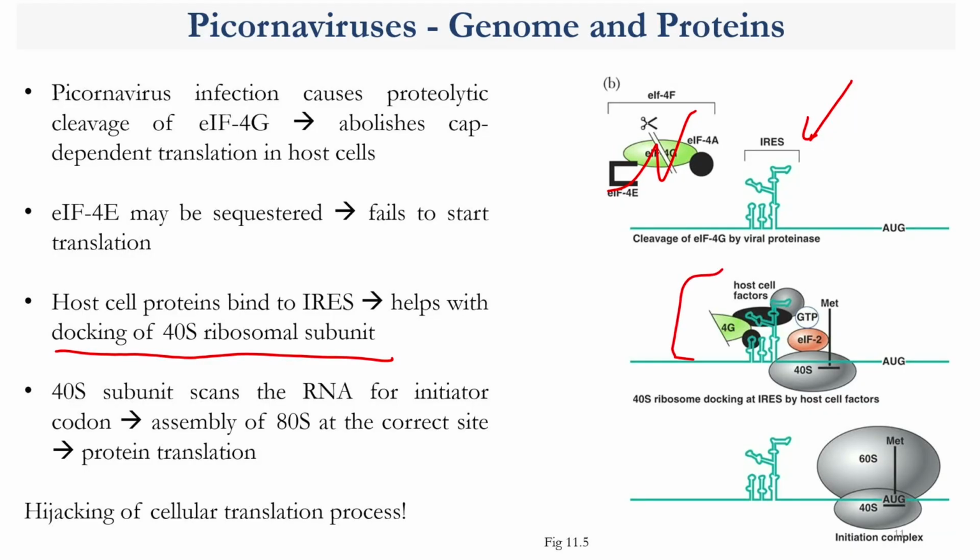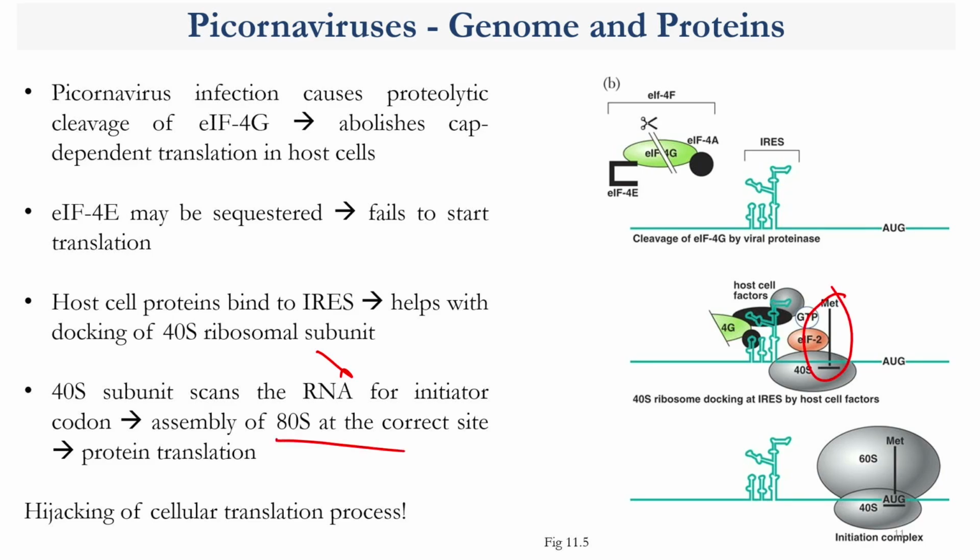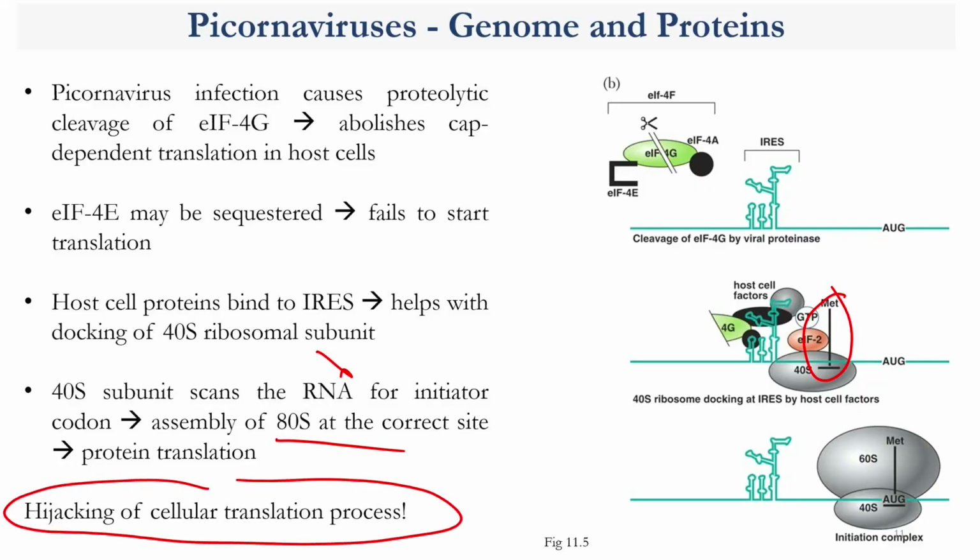But your various host cell factors will recognize this IRES sequence, and it will recruit the 40S subunit of the ribosome as well. Again, your 40S scans the RNA for initiator codon, so your start codon. Then you get your large subunit coming in, you assemble the full ribosome, and you can start carrying out translation, okay? So basically what this virus is doing is hijacking the cellular translation process. So the cell basically stops translating its own mRNA and starts translating the viral mRNA after infection, okay?